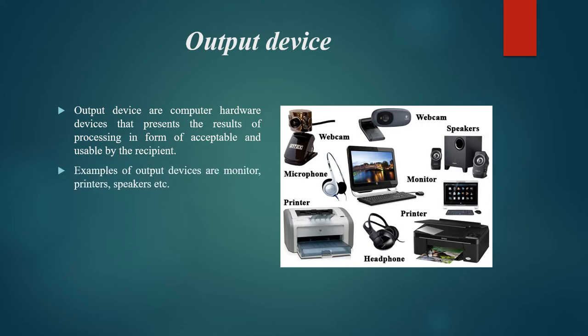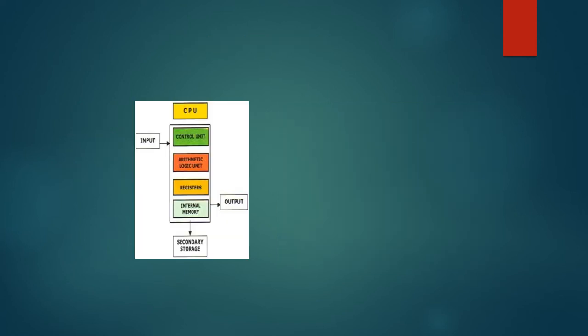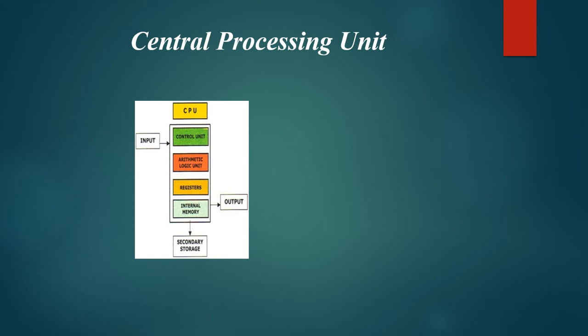So let's do the examples of output devices. We have the monitor, which displays the results, the printers, for what we print out, and the speaker, for the sound that you hear. So we are going to talk about the central processing unit, which is known as the CPU.